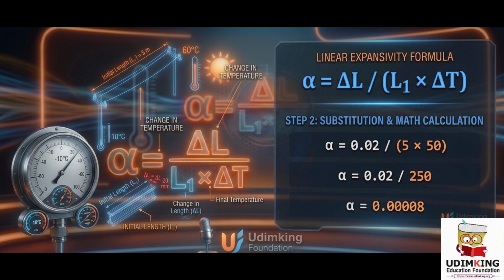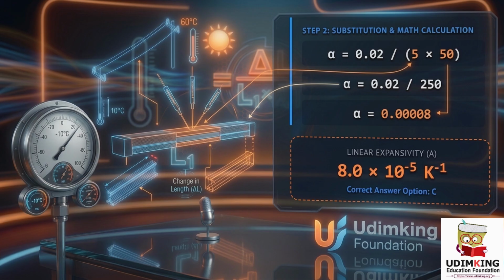5 times 50 equals 250. So our fraction becomes 0.02 divided by 250. When you compute this division, you get 0.00008. To write this cleanly in standard scientific notation, we move the decimal place 5 steps to the right, giving us 8 times 10 to the power of -5 per Kelvin.